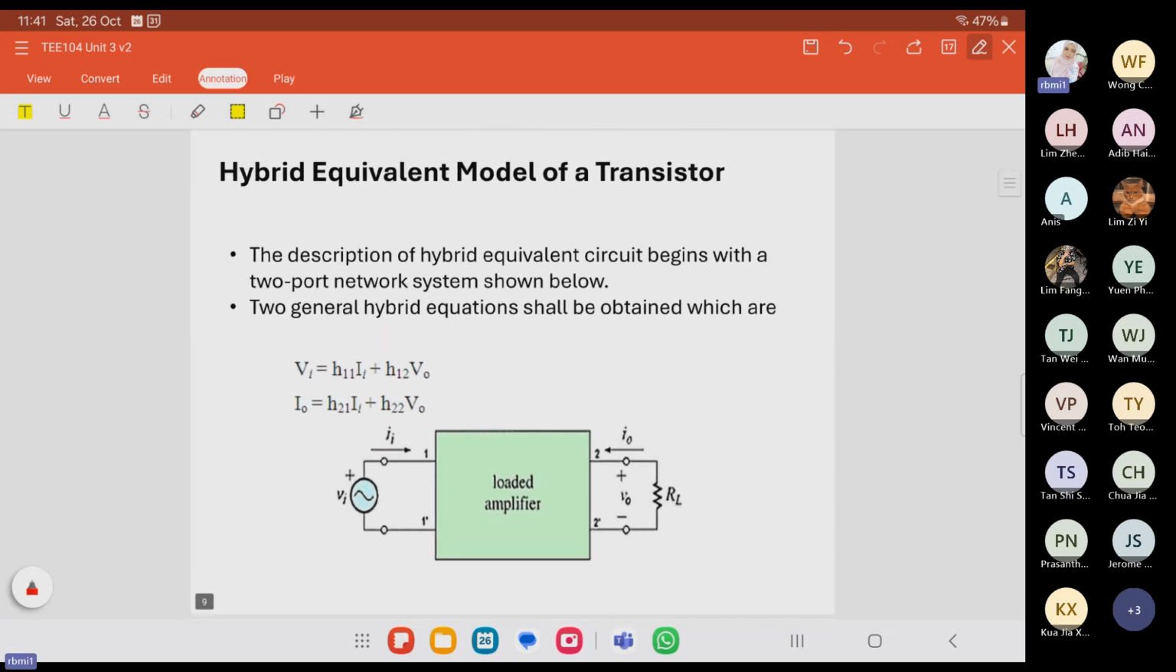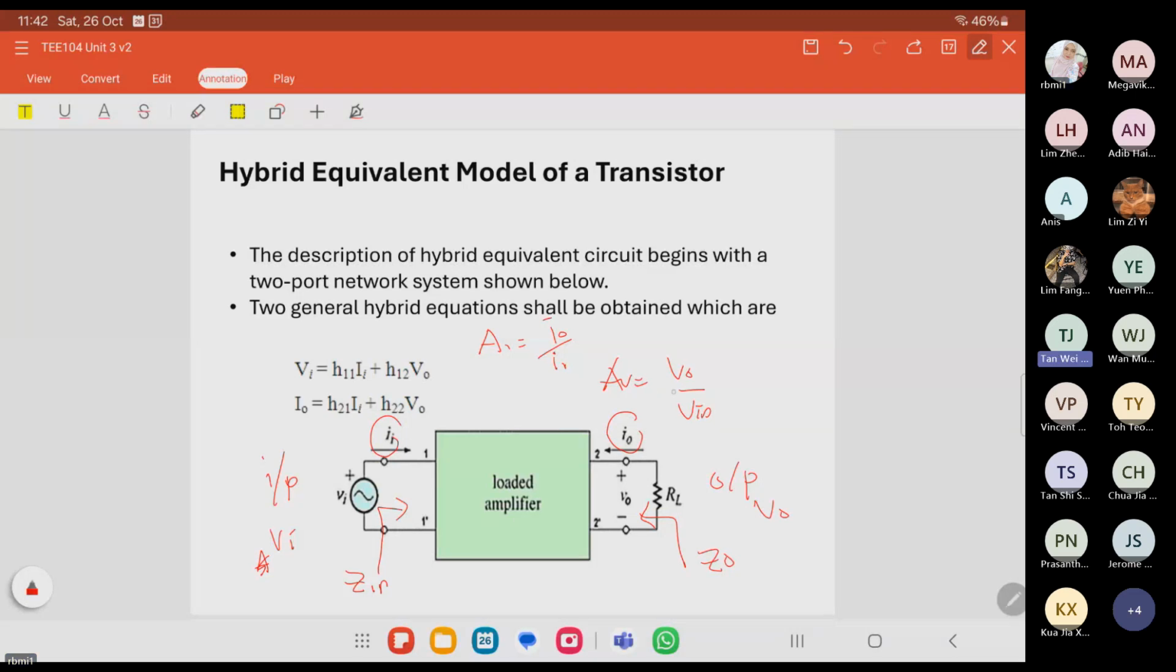For the hybrid equivalent model, we consider an amplifier as a two-port network. This one is the input port, and this is the output port. For the analysis, this is where we measure V in and V out, and AV equals V out over V in. Here we have AI, which is I out over I in. Voltage at the output over voltage at the input gives the voltage gain, and current at the output over current at the input gives the current gain.